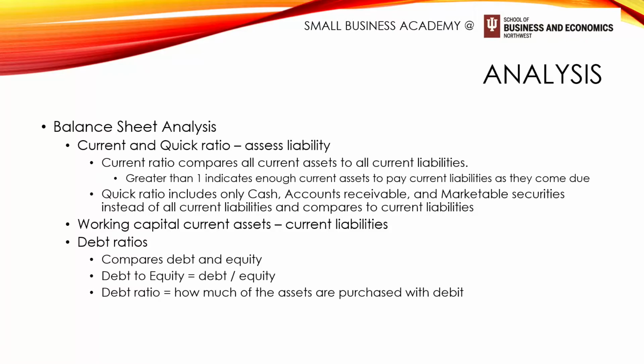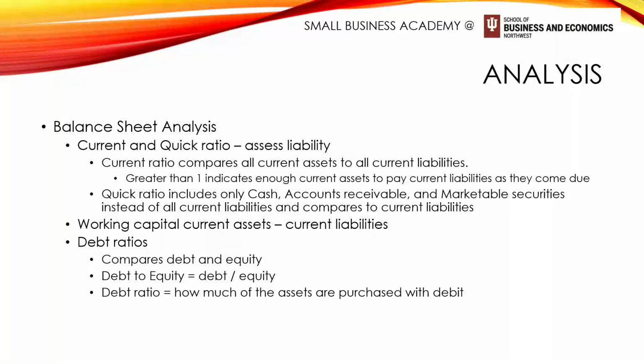Remember that the balance sheet shows the financial position at any given time. The balance sheet is organized by current and long-term items where applicable. Your projections should show your abilities to use assets to make payments as they come due, as well as demonstrate your financial structure by comparing your debt and equity. Current ratio compares all current assets to all current liabilities. A ratio greater than 1 indicates enough current assets to pay current liabilities as they come due.